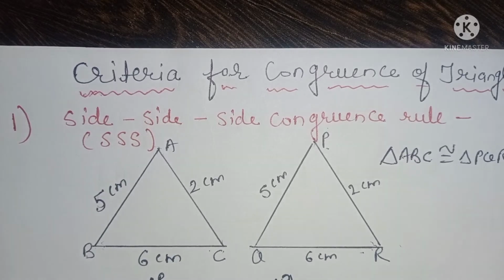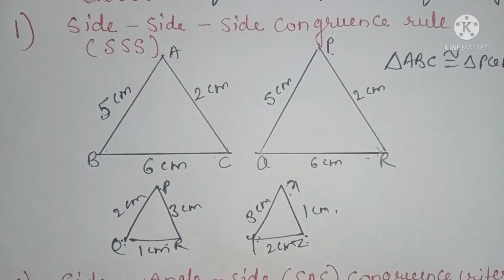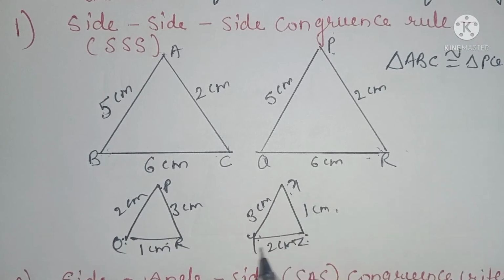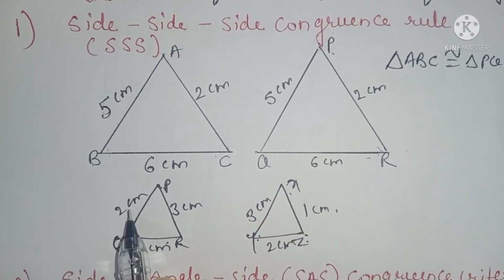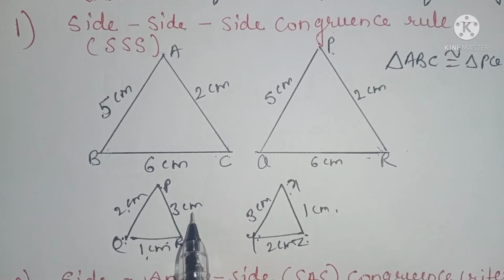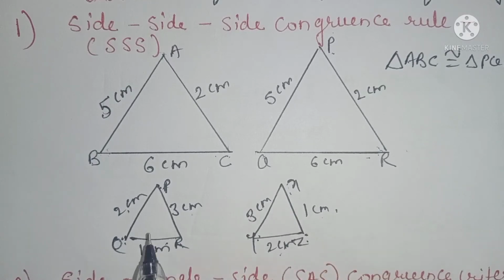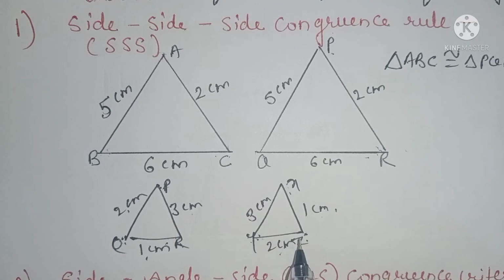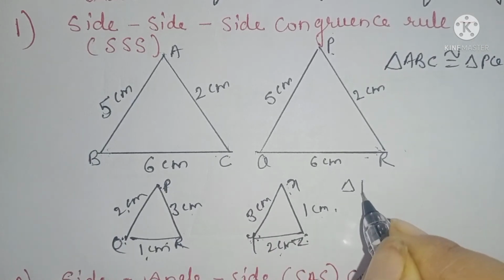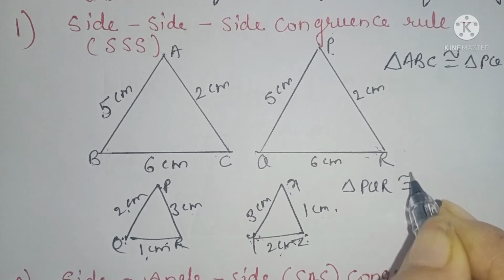Let's see the next example. Suppose a triangle PQR and this is triangle XYZ. Here PQ is 2 centimeter, QR is 1 centimeter and PR is 3 centimeter. In this triangle, YZ is 2, ZX is 1 and XY is 3 centimeter. Can we say the triangles are congruent? Yes, because PQ is 2 and here YZ is also 2. So PQ is equal to YZ, QR is equal to ZX and PR is equal to XY. So here we can say triangle PQR is congruent to triangle.